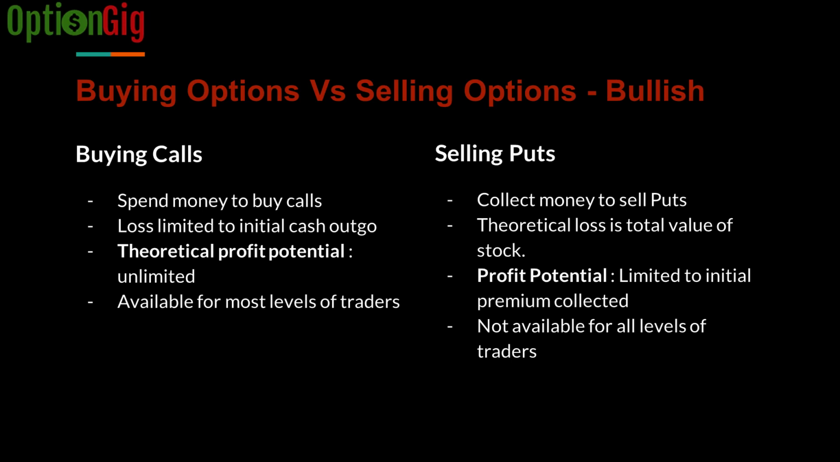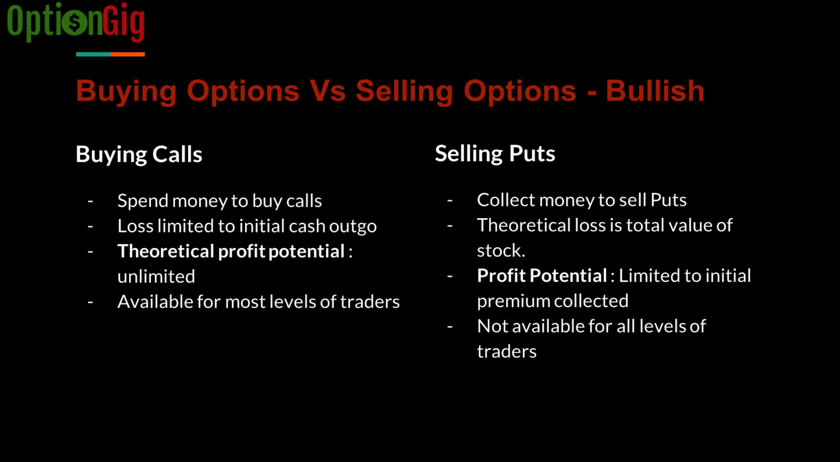Let's look at the other side, which is selling a put. In the selling put strategy, you collect money when you initially sell a put. Theoretical loss is the total value of the stock. Why? Because let's say the stock goes lower than your strike price, the stock will be put to you. And if the stock becomes zero, then that's your complete loss. Again, I should emphasize that it is a theoretical loss. The actual or the real scenario may be different.